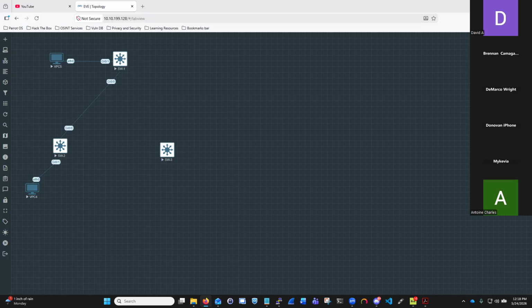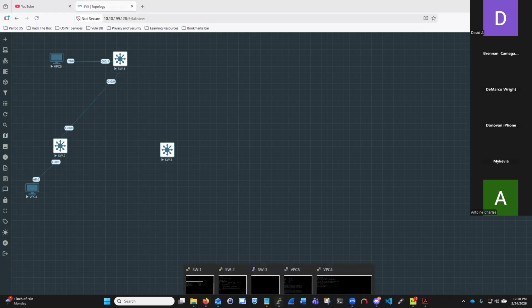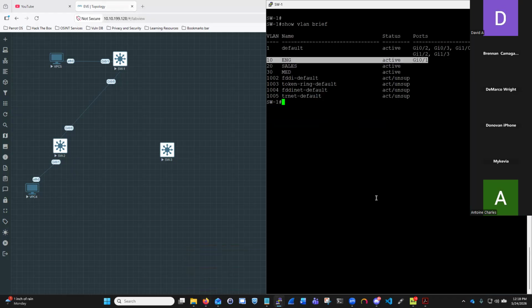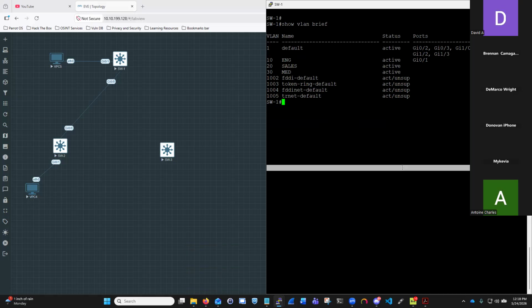So let's talk about another topic. Let's talk about forwarding data between VLANs. As you guys know, we can create a network with multiple VLANs. They are, by definition, broadcast domains. Those broadcast domains by default cannot communicate. We can actually test that.